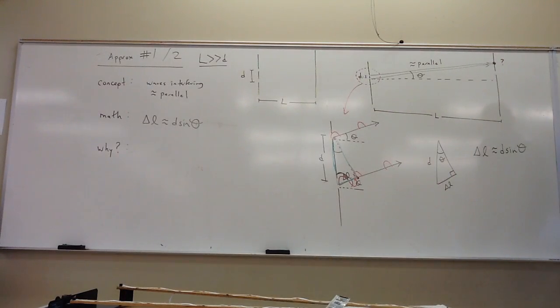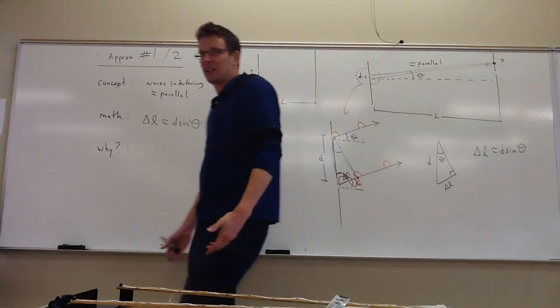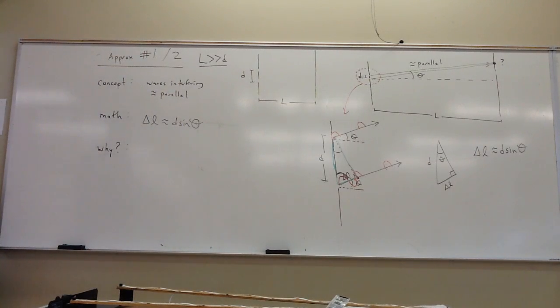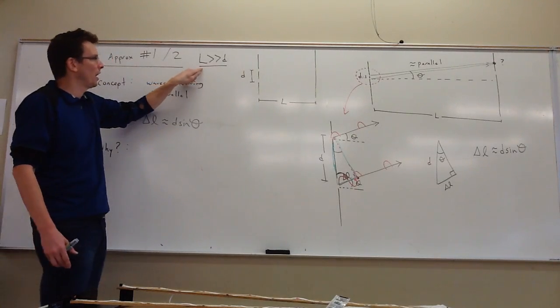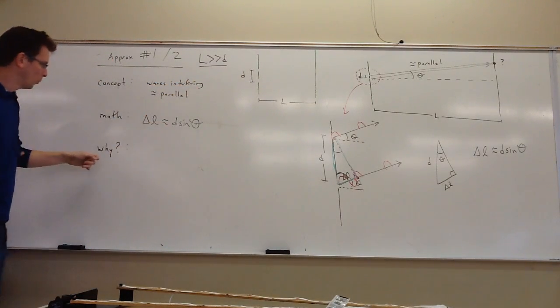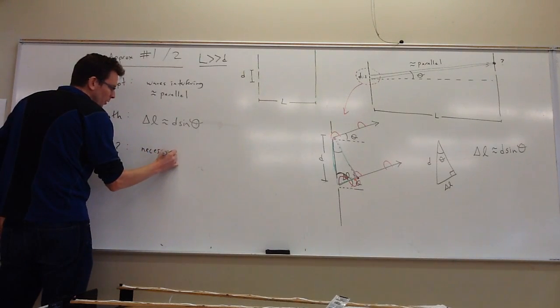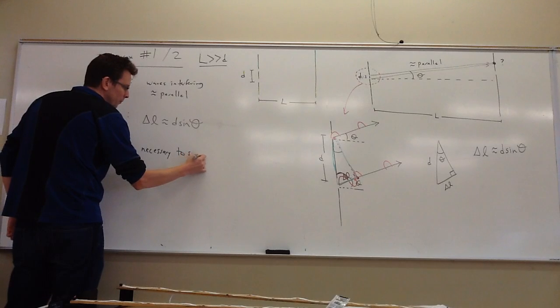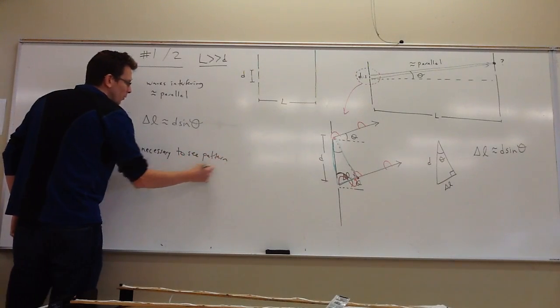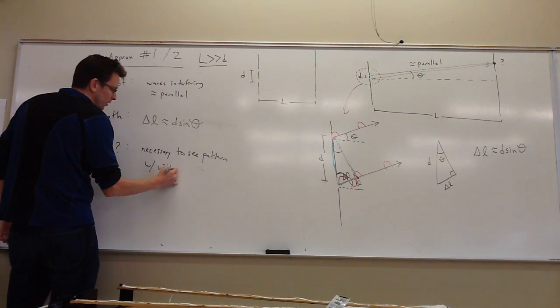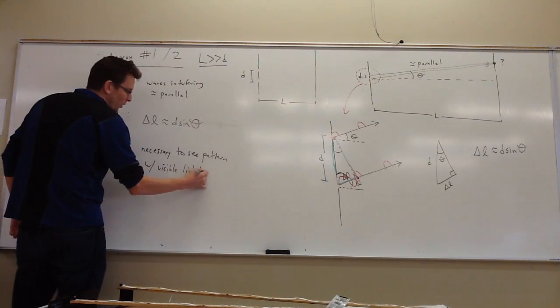Now, why do we do this? Well, one of the reasons, of course, is that it makes it easier to just find the path difference, but it also assumes that the light rays are approximately parallel, and they might not be. The approximation hinges on that. So why do we only look at parallel rays? Why do we only look at cases where L is much, much greater than d? Well, it is necessary to see the pattern with visible light with your naked eye.